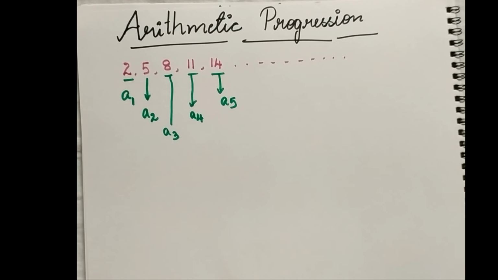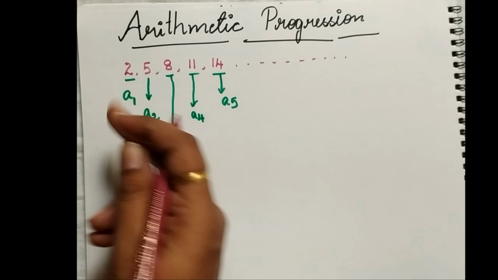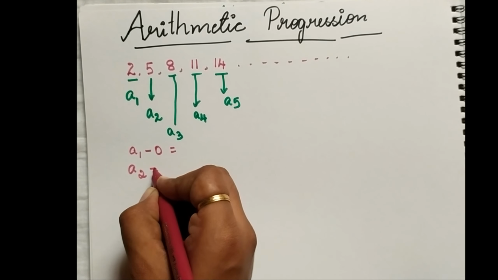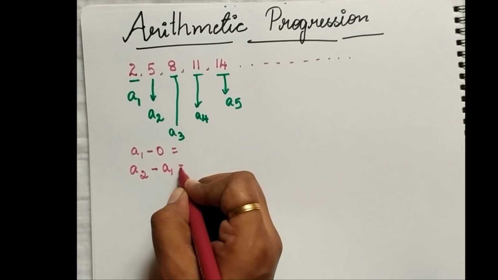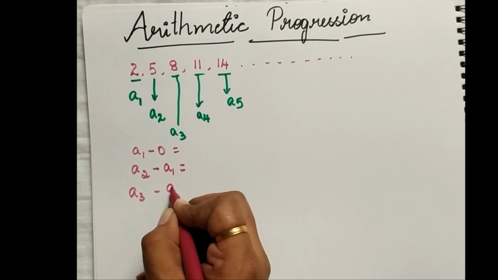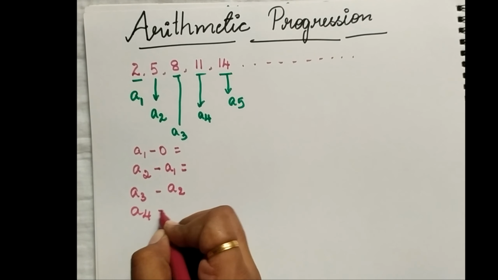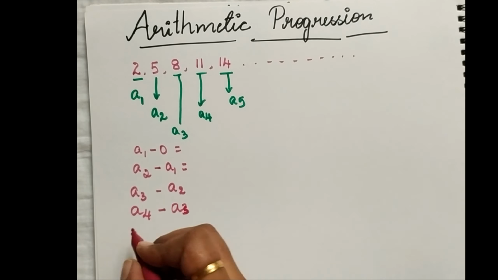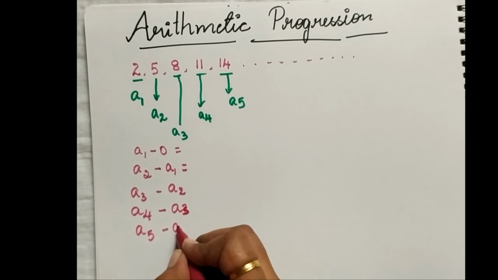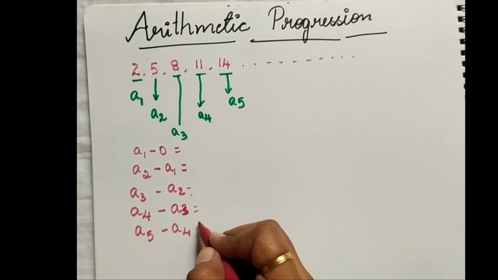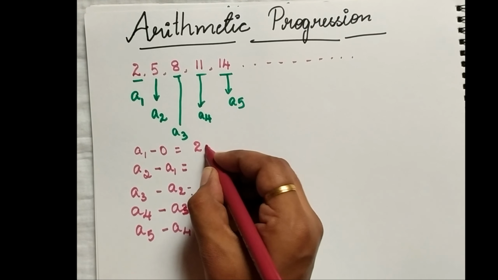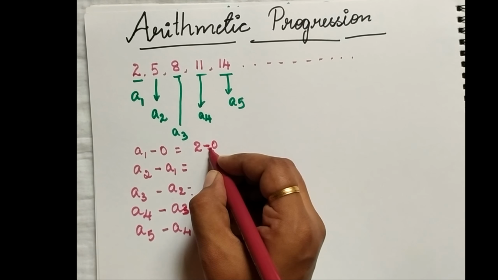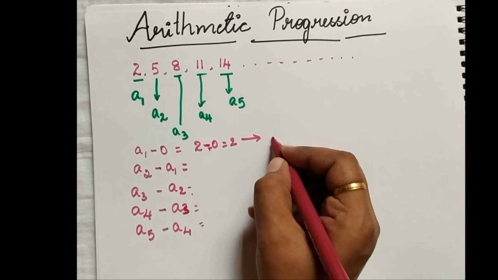Now A1, I don't have any preceding term, so 0. A2 minus, what is my preceding term? A1. A3 minus A2. A4 minus A3. A5 minus A4. A1 is 2. 2 minus 0 is nothing but 2. This is my first term.